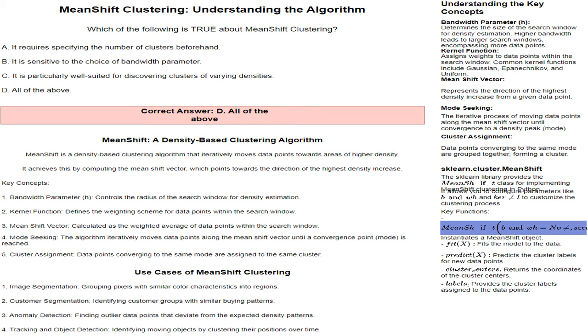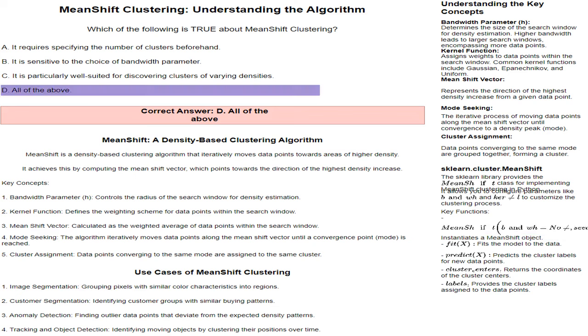Mean shift: A. Density-based clustering algorithm. D. All of the above. True. All the above statements are true about mean shift clustering. The algorithm's reliance on density, sensitivity to bandwidth, and suitability for varying densities make it a powerful clustering technique. This is highlighted in the text.